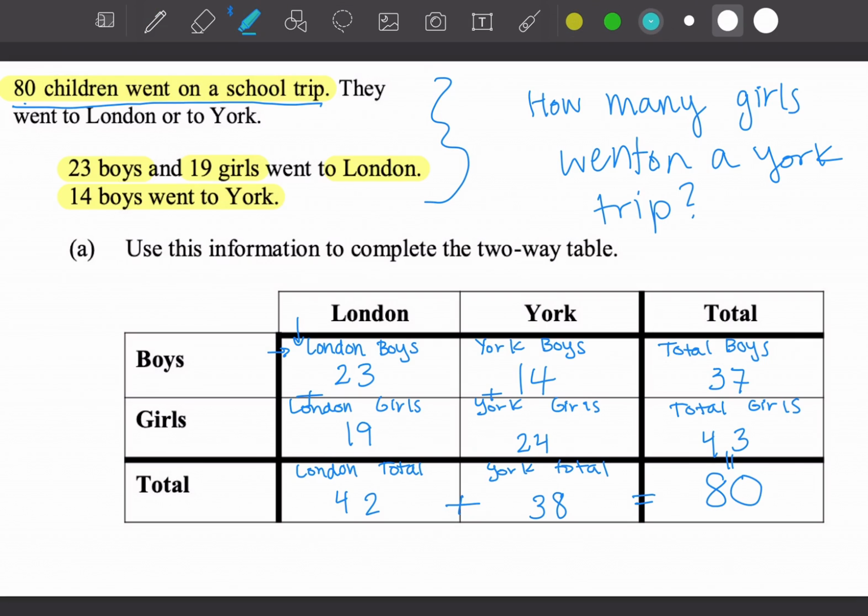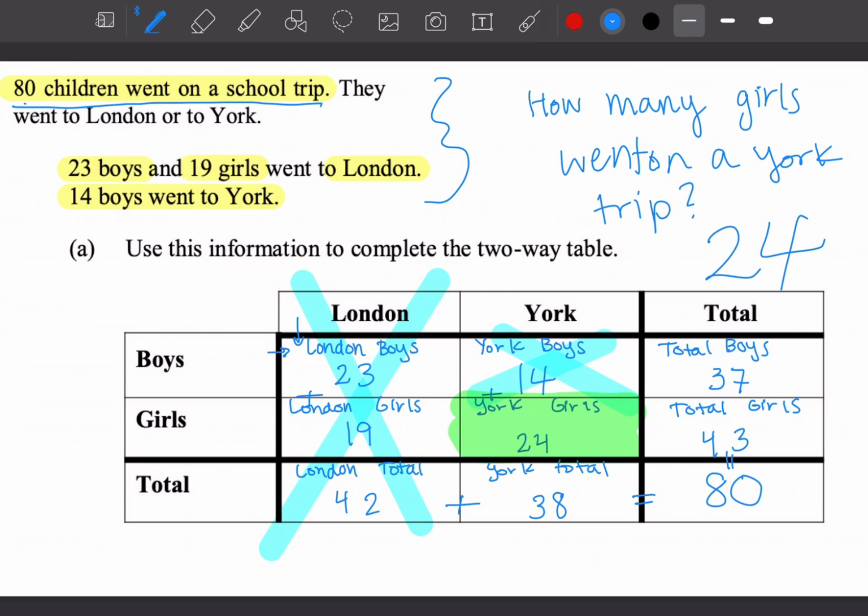Well, let's see. I wouldn't look at this column because that's talking about London. And I wouldn't look at York boys. I'm trying to figure out how many girls went on a York trip. So that would be right here. And how many girls is that? That's right, 24. Nice job.